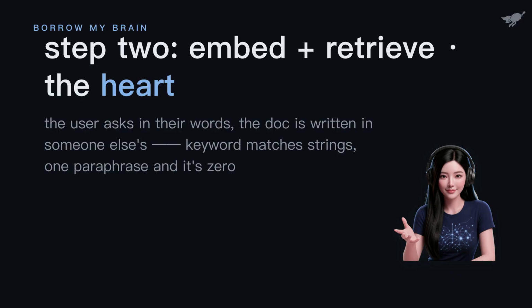Embedding plays a different game. It maps every piece of text into a vector. Just think of it as turning meaning into a point in space. Things that mean similar, things sit close together.